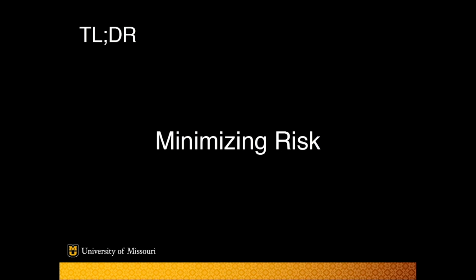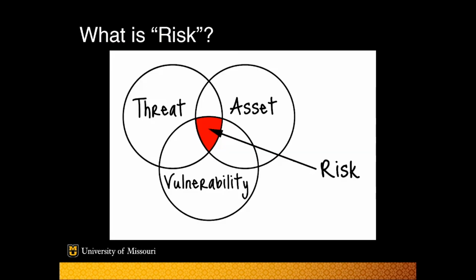If somebody were to say, okay, sum up information security in just 2 words, for me, that would be minimizing risk. So what do I mean by risk? Risk is what lies at the intersection of threats, assets, and vulnerabilities. Clear as mud? Yeah, okay.